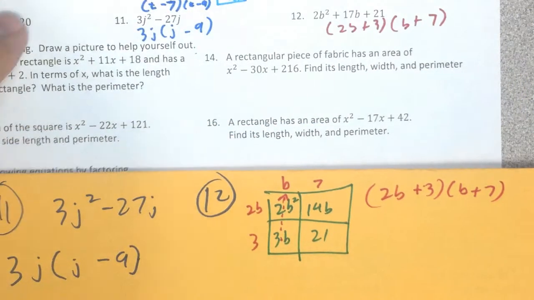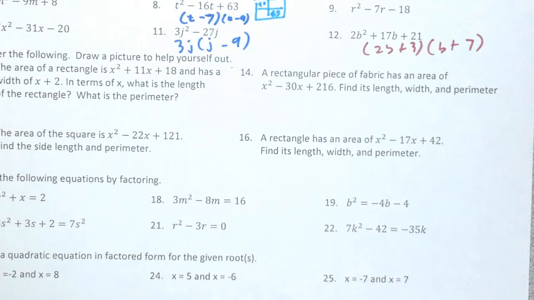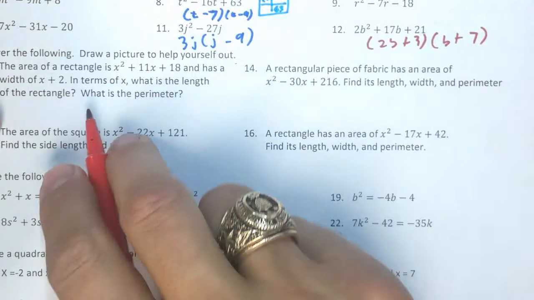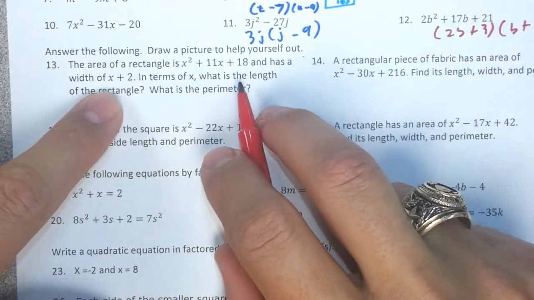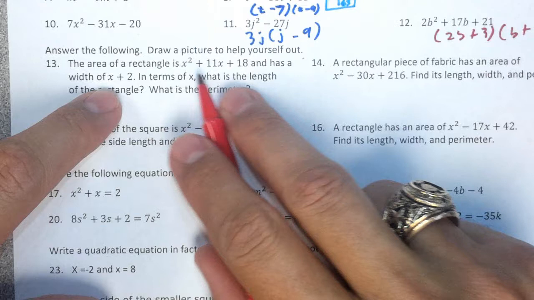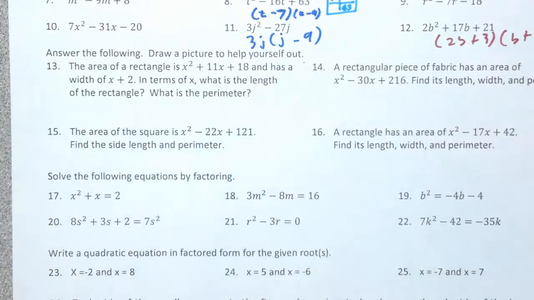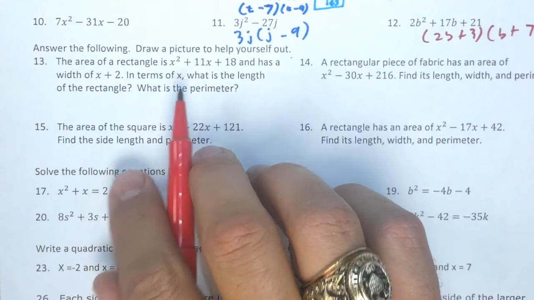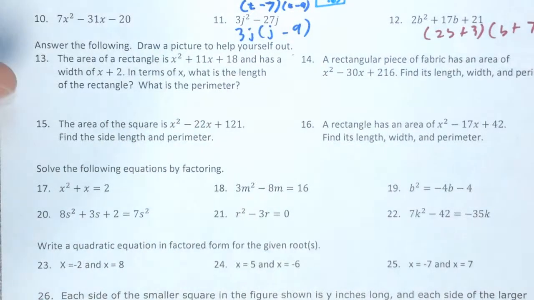Now we're going to switch over and do some word problems. Word problems here, number 13. It says the area of a rectangle is this and has a width of x squared. In terms of x, what is the length of the rectangle and what's its perimeter?